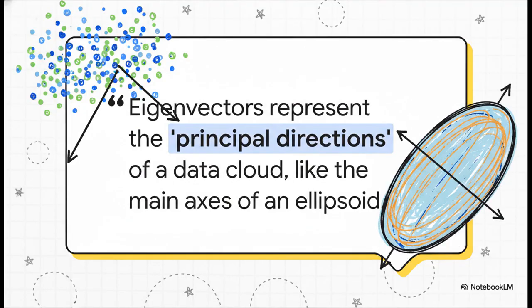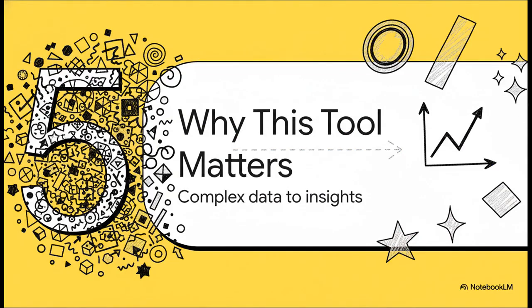And that brings us right back to our little analogy. The eigenvectors are just the principal directions of that data cloud. In other words, they're the main axes of that ellipsoid we imagined fitting around all our data points. See? It all connects. So let's bring it all home. Why does this one tool matter so much? It's all about going from overwhelming, complex data to insights that are actually clear and useful.